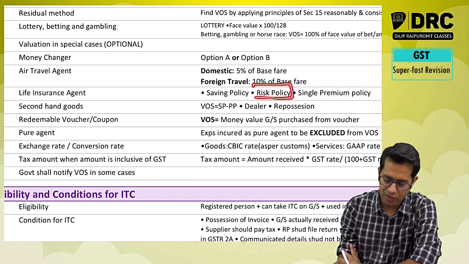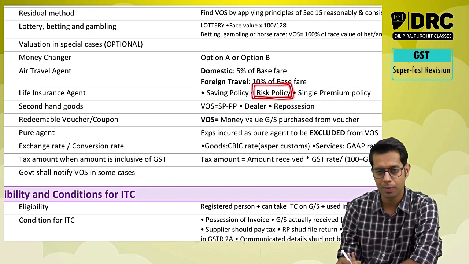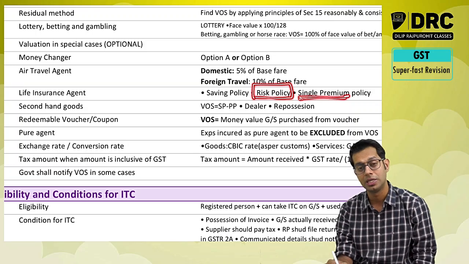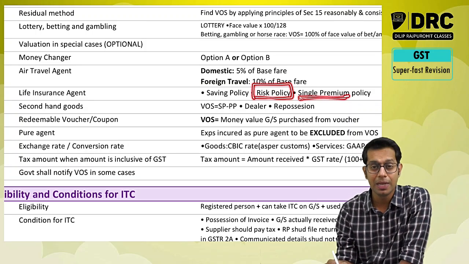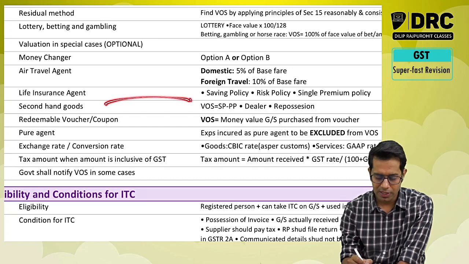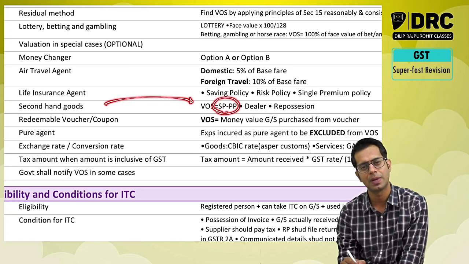And in case of risk policy, the entire premium which you are paying, the gross premium paid by you, will be taken as the value of supply. And in case of a single premium policy, the value of supply will be 10% of the premium which is paid by you. In case of second hand goods, the value of supply will be selling price minus purchase price.